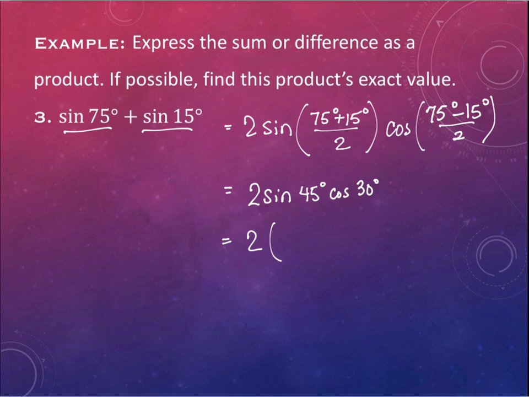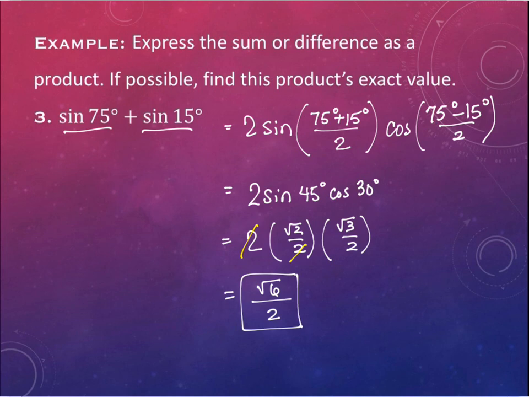What is the sine of 45 degrees? Good, square root 2 over 2. And what is the cosine of 30 degrees? Square root 3 over 2. Right. And then we're going to clean this up. One of these 2's can cancel with the denominator. Square root 2 times square root of 3, those can be combined. What is that? That's square root of 6. It can be combined because it's multiplication over 2.